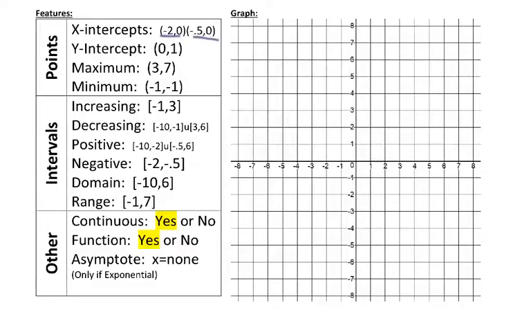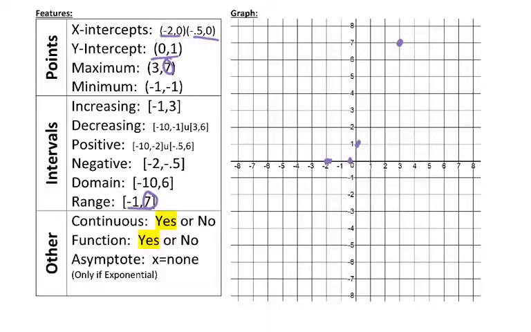So 2 x-intercepts at negative 2 and at negative 0.5. Y-intercept at (0, 1). Okay, maximum at (3, 7). Oh, it jumps up high, doesn't it? So that's my highest point. So look at our range, negative 1 to 7. That's the highest point, right? Makes sense, our maximum, highest point.